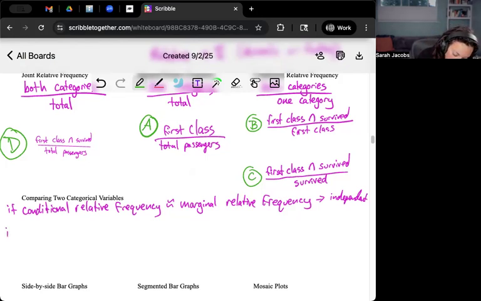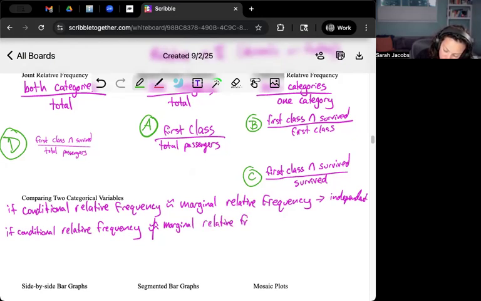However, if your conditional relative frequency does not equal, or roughly equal, your marginal relative frequency, then we say, and this is one of those things where you want to just use this sentence stem and say it the same way every time, there appears to be an association between whatever the variables in question are. So there appears to be an association.